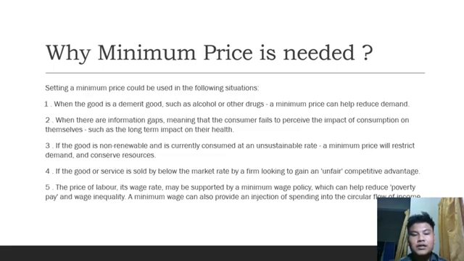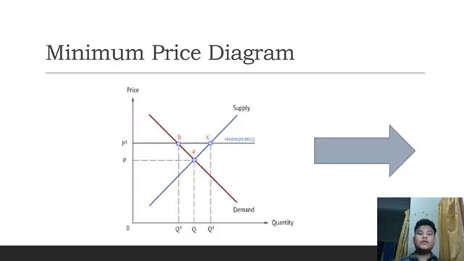And lastly is the price of labor. Wage rates may be supported by a minimum wage policy, which can help reduce poverty pay and wage inequality. A minimum wage can also provide an injection of spending into the circular flow of income. So this is the example of a minimum price diagram.